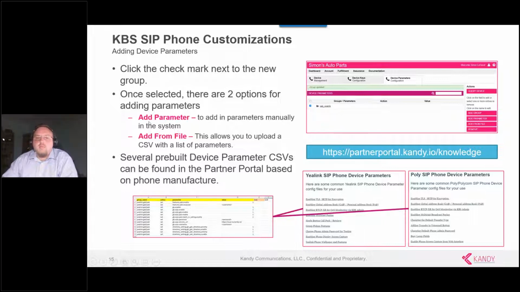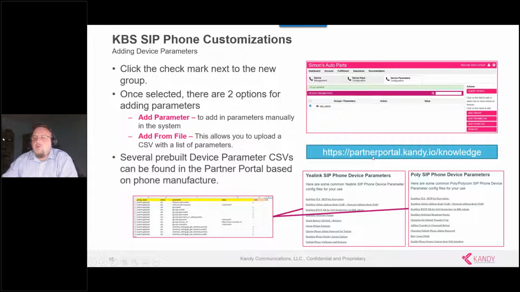Once you've clicked the checkbox next to the group name, over on the right-hand side you have the ability to click Add Parameters. Add Parameters is going to let you do them one at a time, or you can select Add from File. When you click Add from File, it's going to allow you to import an entire CSV. You'll see as we go through these, most of these device parameters are going to have multiple line items that you'll have to fill out. So typically you're probably going to want to import these from a file.